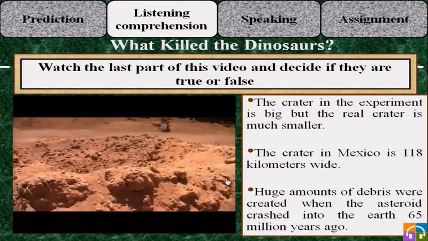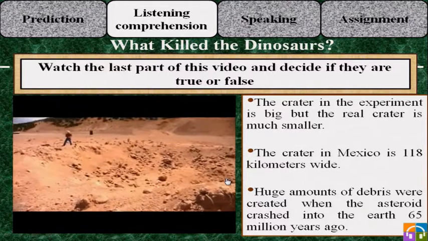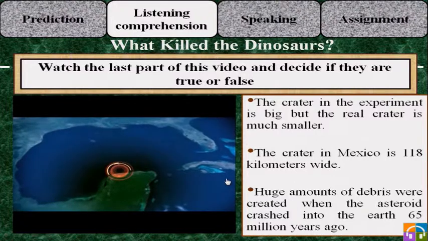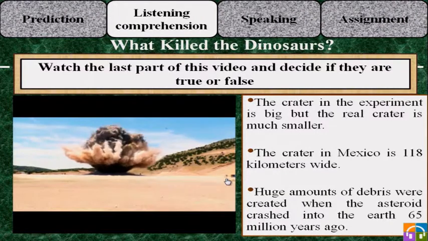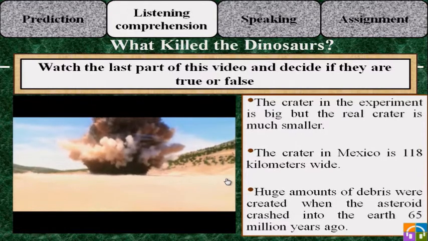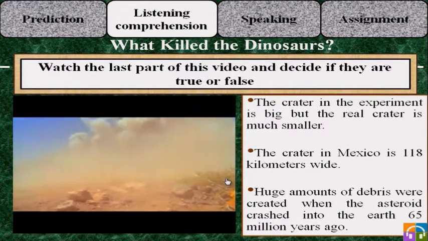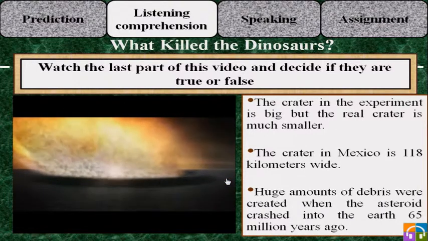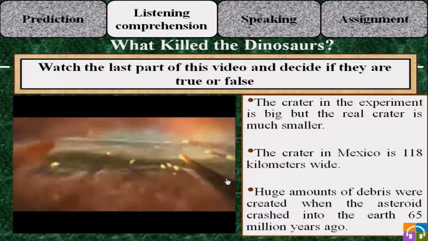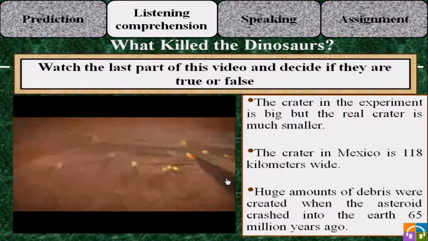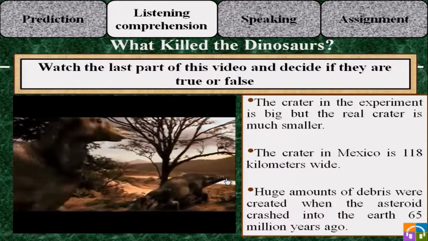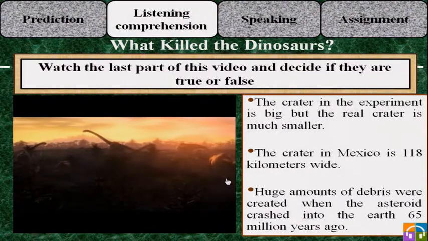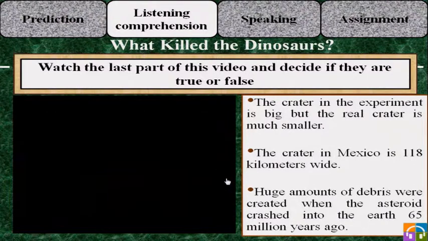The crater is big, but the real crater in Mexico is much larger. It's 180 kilometers wide. In this experiment, debris from the explosion rains down for more than 10 seconds. 65 million years ago, a huge amount of debris went into the air. Some of the pieces of debris were the size of buildings. The power of the asteroid is hard to imagine, but now scientists understand it a little better.